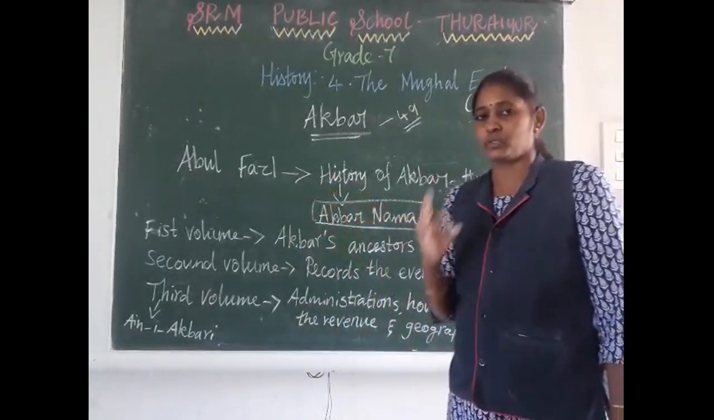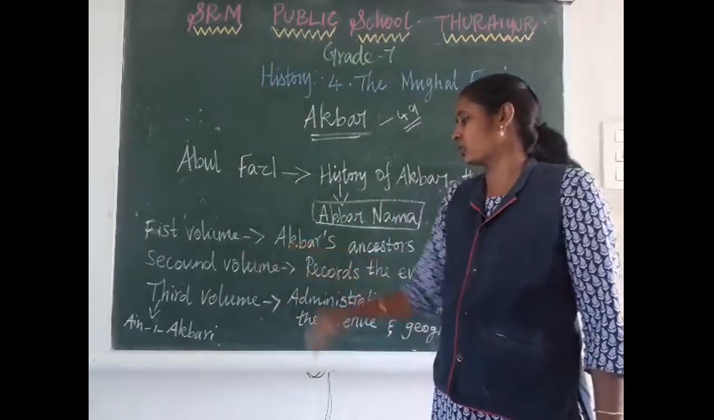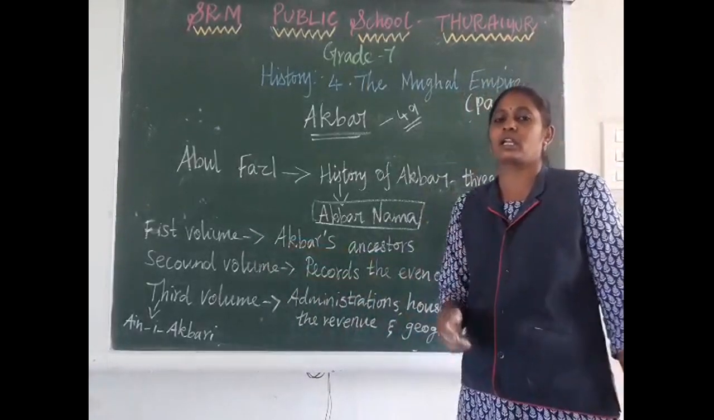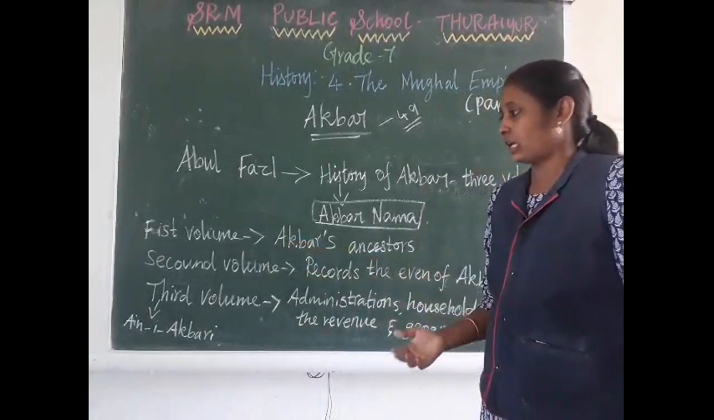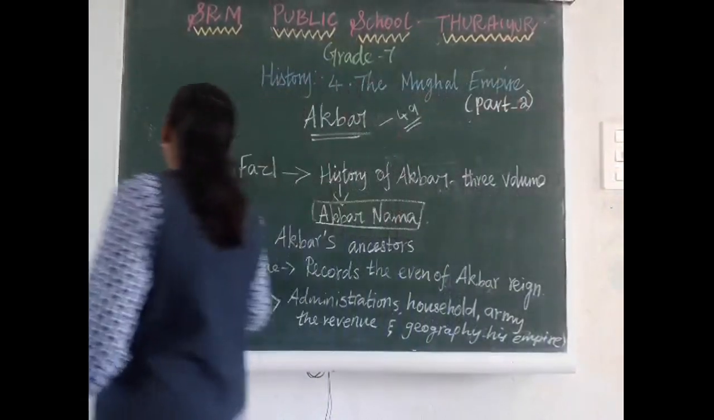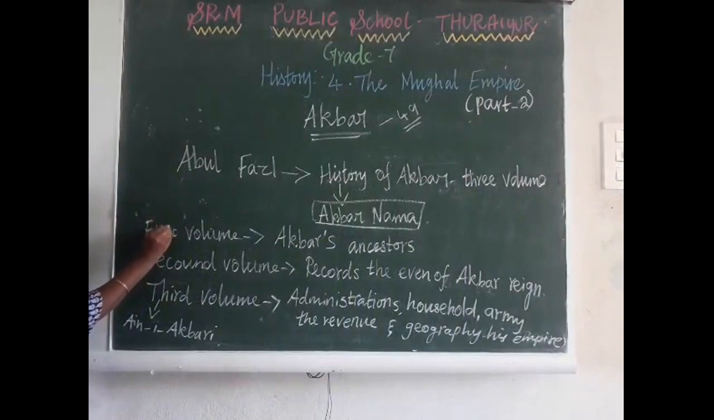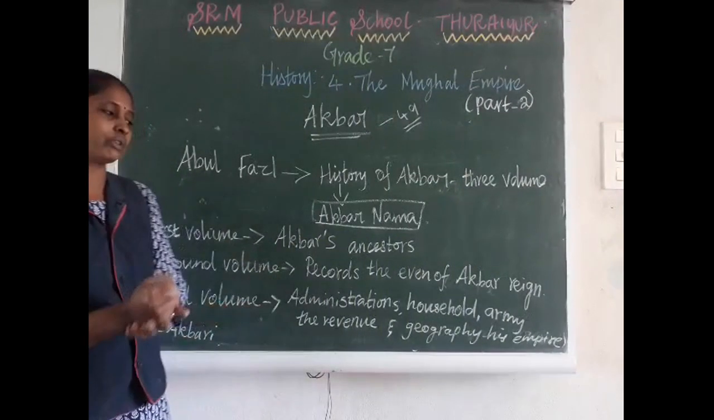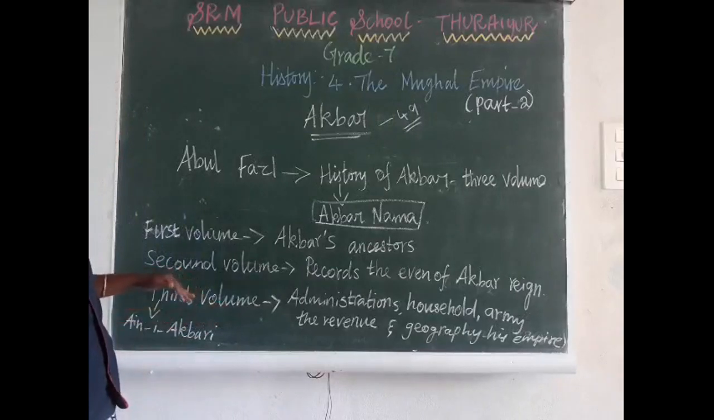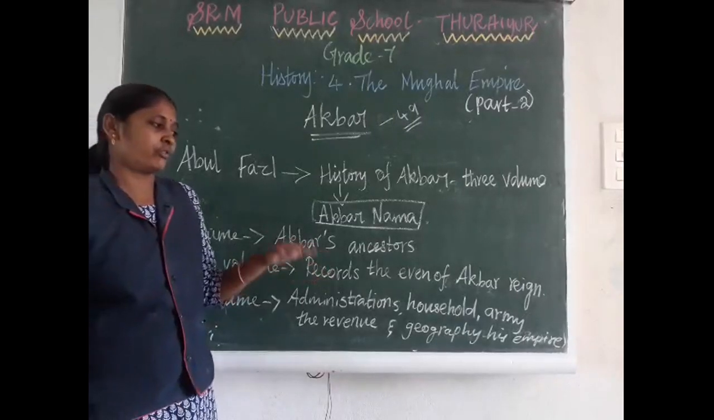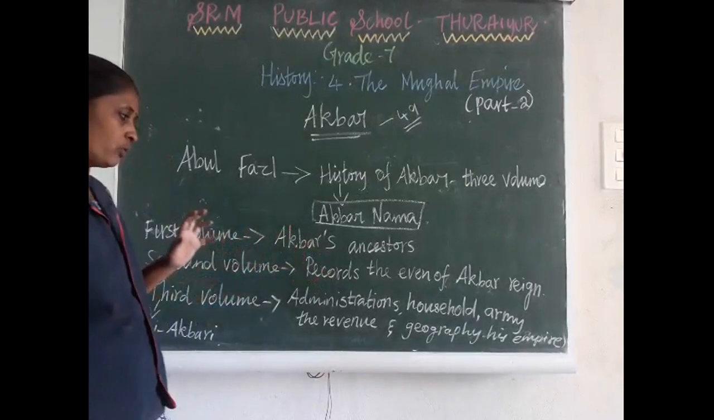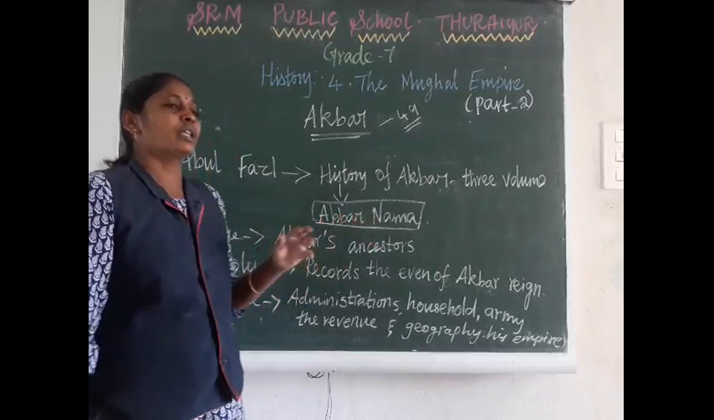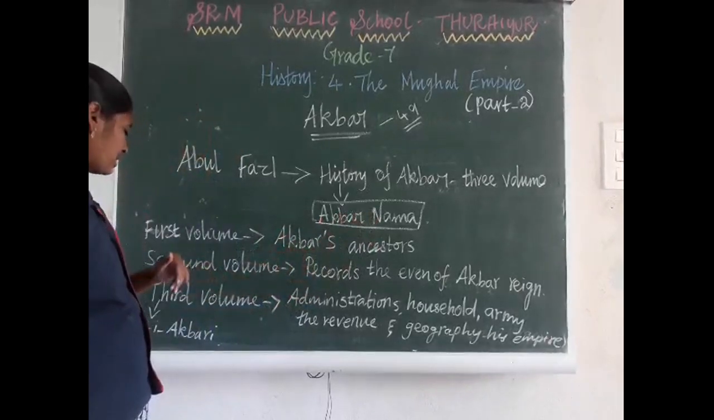It was a 3-volume book. The first volume explains Akbar's ancestors. From that information alone, we come to know the life of Babur's father and Babur, Humayun, everything. The second volume records the events of Akbar's reign, how vast a region was ruled by Akbar. That was explained in the second volume.